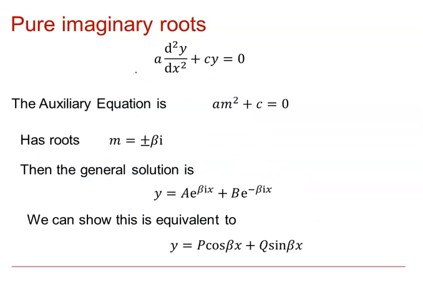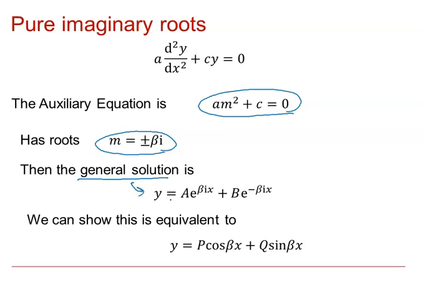So looking at this general scenario, we created our auxiliary equation, am squared plus c equals 0. It had two imaginary roots, which are called plus or minus beta i, which created the general solution in this form. However, we can show that this is exactly equivalent to y equals p cos beta x plus q sine beta x, where p and q are new arbitrary constants. They're not the same as the a and the b.